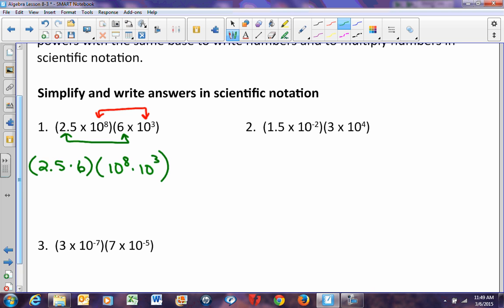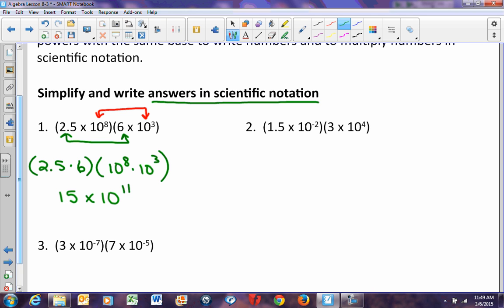So 2.5 times 6 is 15, times 10 to the 8 plus 3 is 11. But it says I need to give my answer in scientific notation, and that is not scientific notation. It's close, but it's not scientific notation.